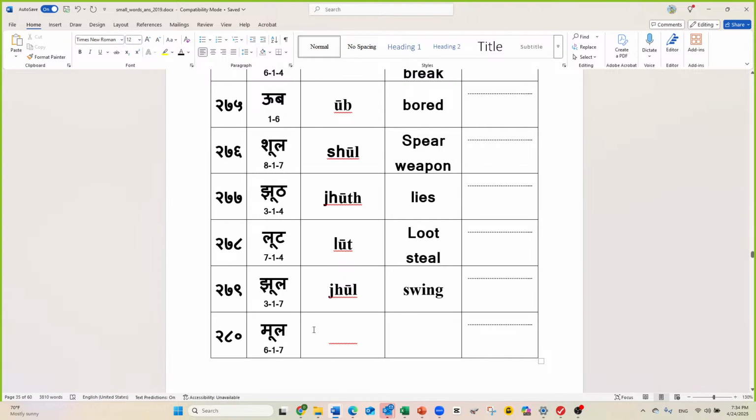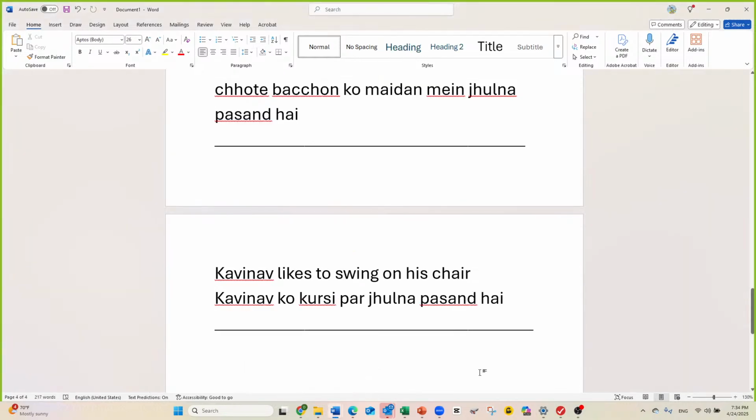Next, let's read the next word. मूल. Mool. Mool means roots or source of something. Okay, give me a sentence with the word root. Trees have roots, and I like to sit on them. Yeah.